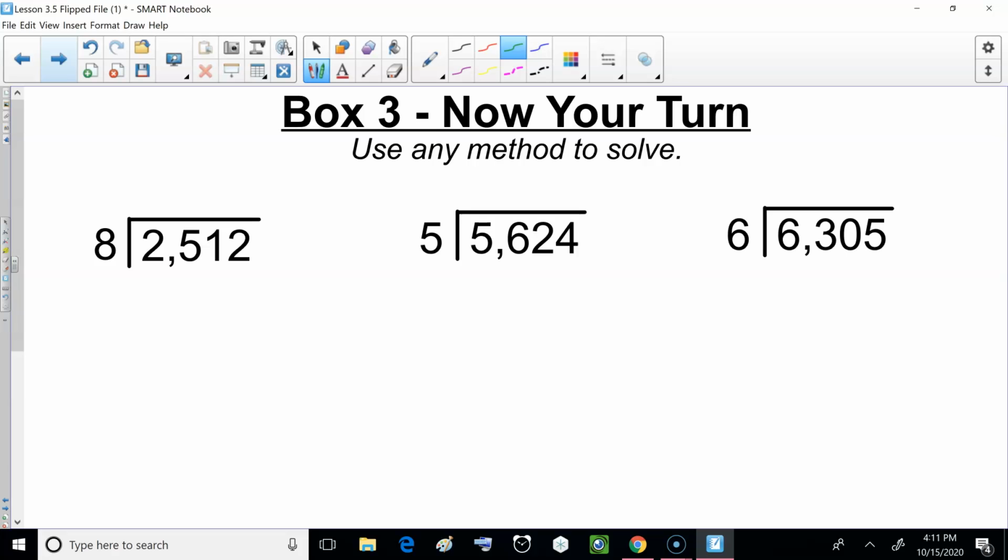And here are your problems today, using any method that you can. We've got 2,512 divided by 8, 5,624 divided by 5, and 6,305 divided by 6. So write those down, do your best, pause the video, and good luck.